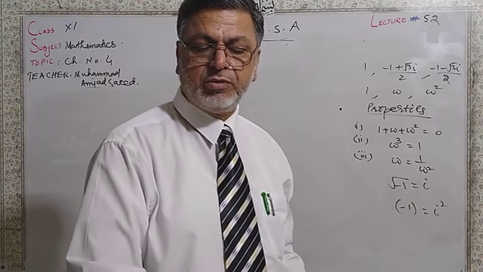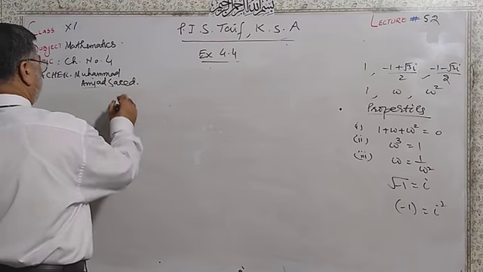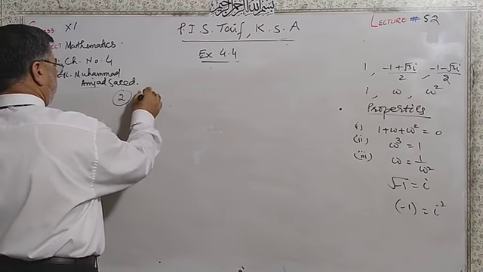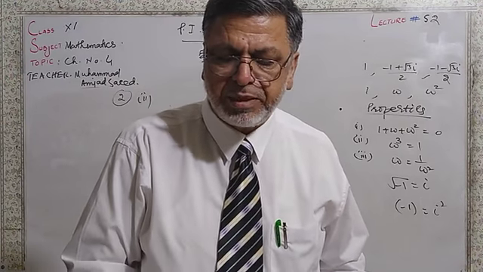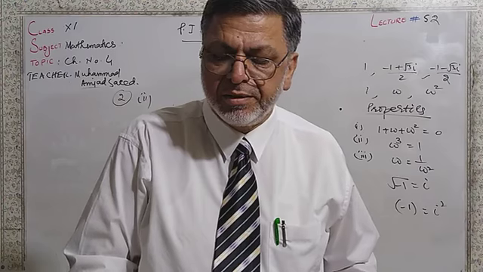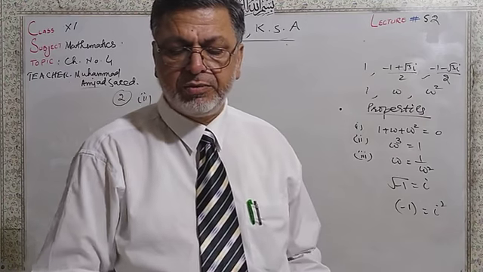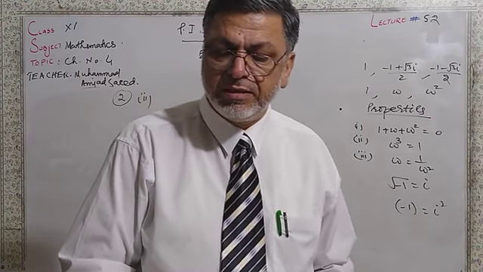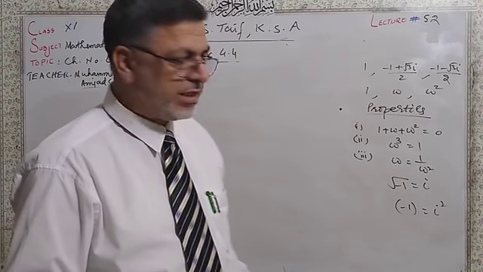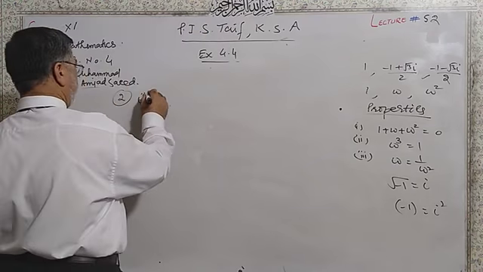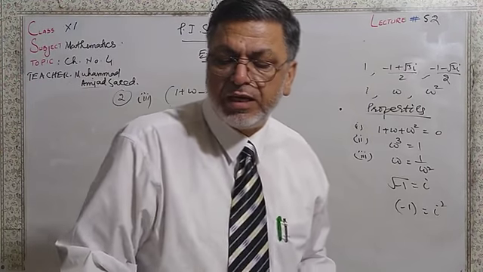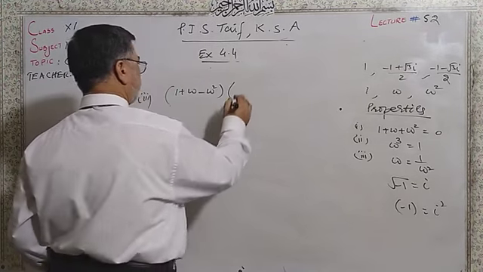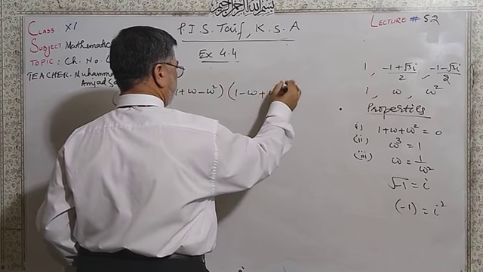Here is question number 2. Part number 3 is given to you in your reduced syllabus: (1 + omega - omega square) into (1 - omega + omega square).